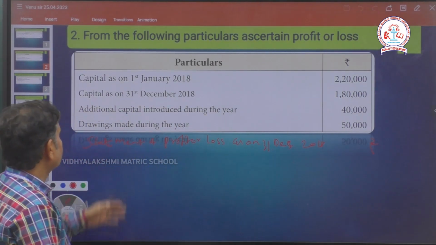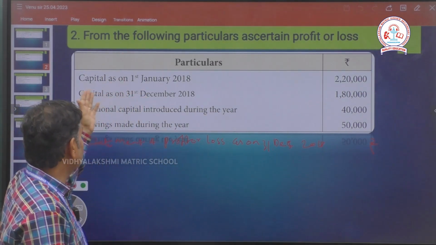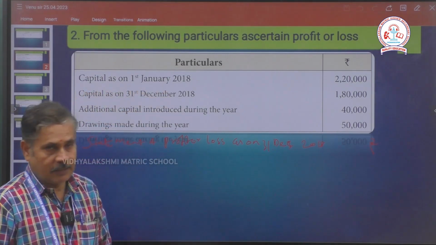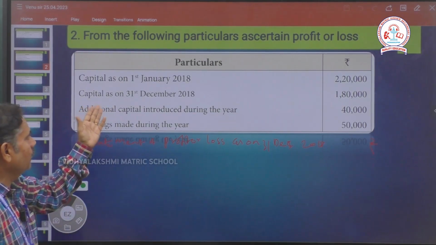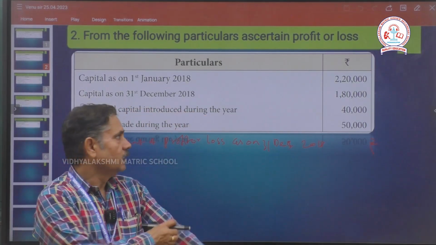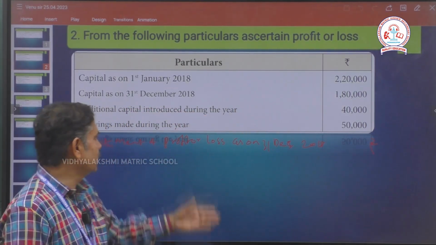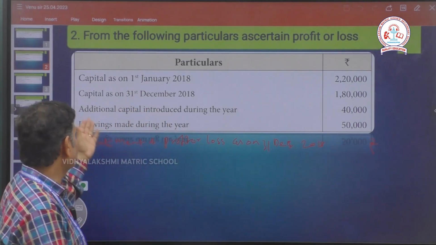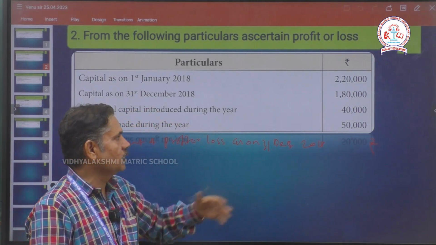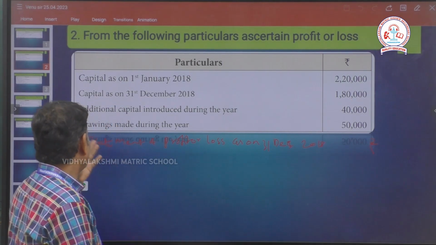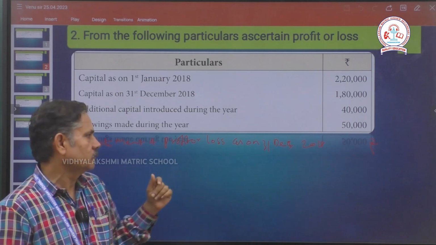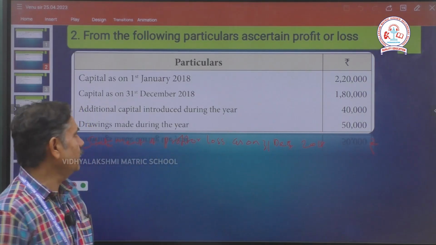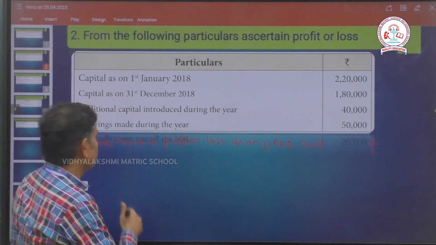Now we will move on. The first one: see what values are given in the question. Capital as on 1st January, this is the opening capital, 2,20,000, and the second one, capital as on 31st December, value is 1,80,000. So December means closing capital. After that, the third one, additional capital introduced during the year, 40,000, and finally the drawings made during the year, rupees 50,000. Now based on that we will find the answer for this question.